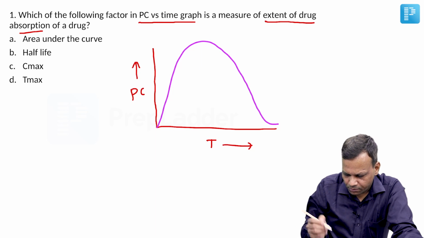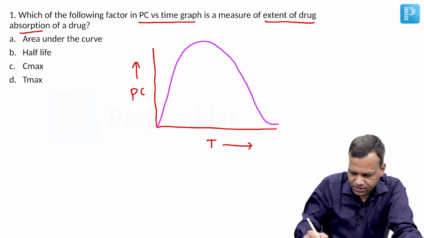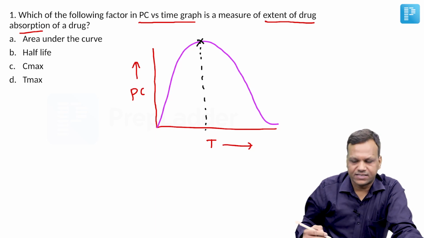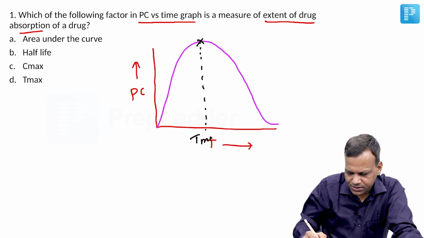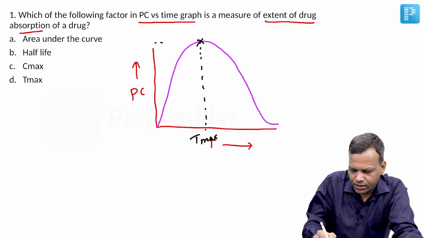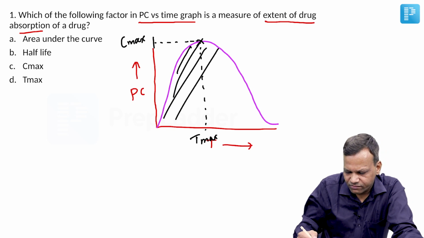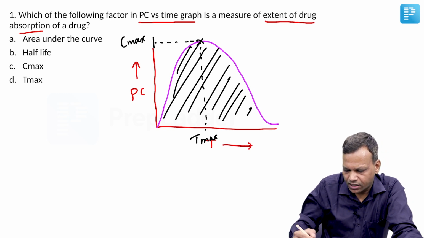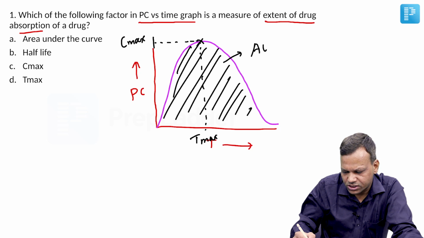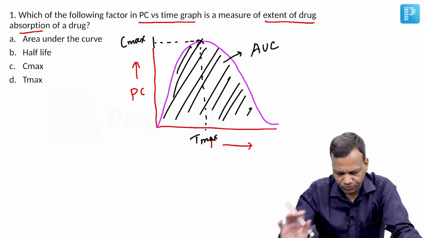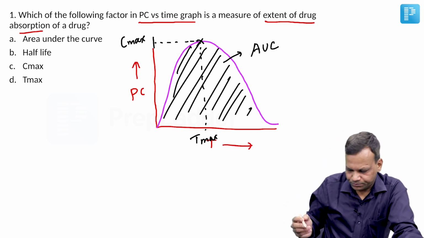So what are the points to be noted in this graph? This highest point, if we extrapolate it on the x-axis, is called Tmax, whereas the same point on the y-axis is called Cmax, and the total area covered by this graph is known as area under the curve, AUC. So what do these represent?